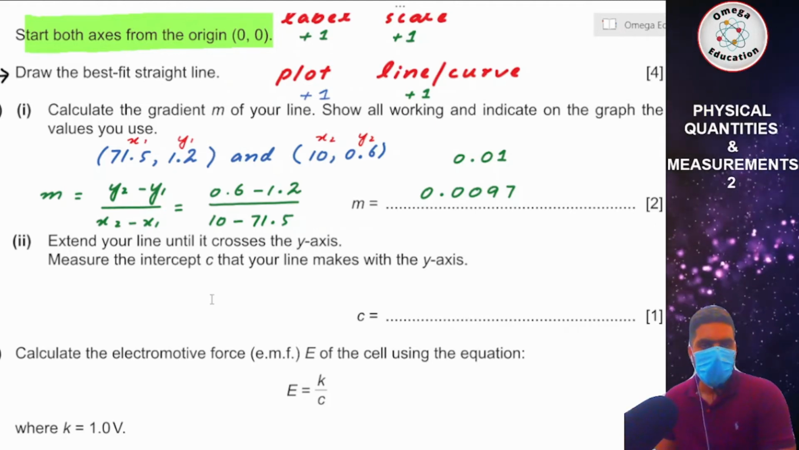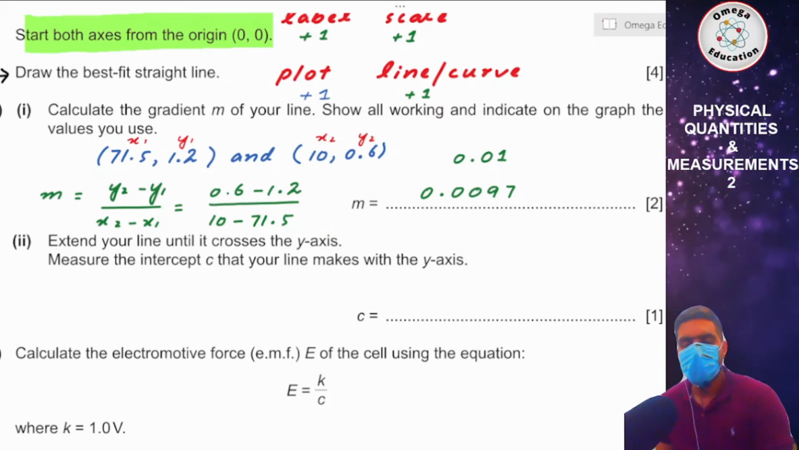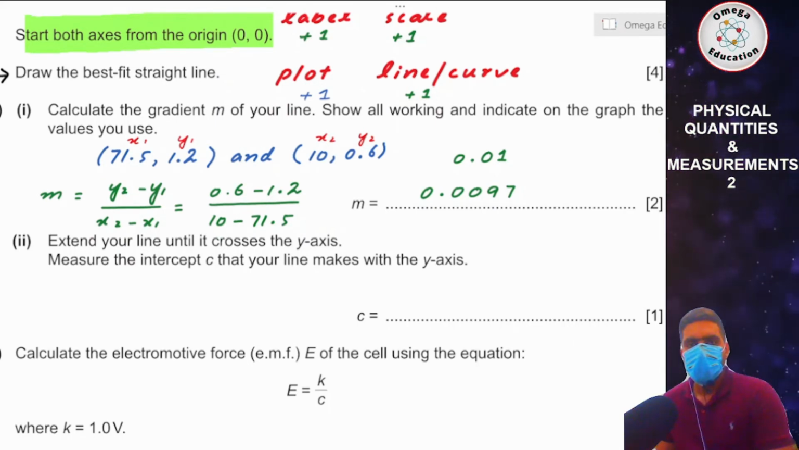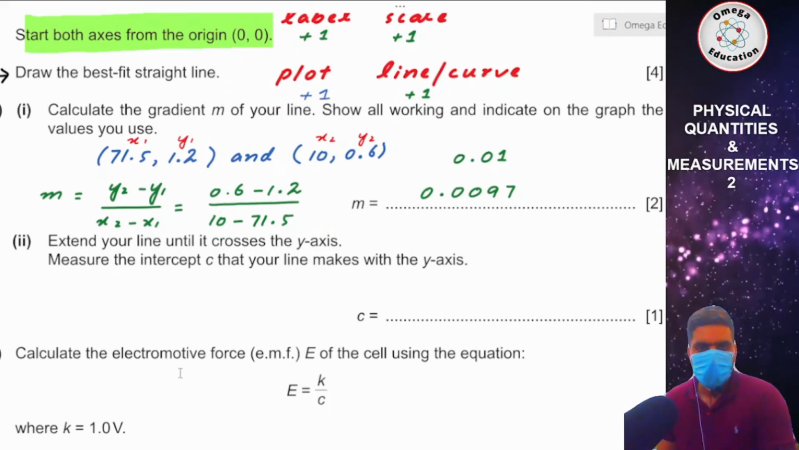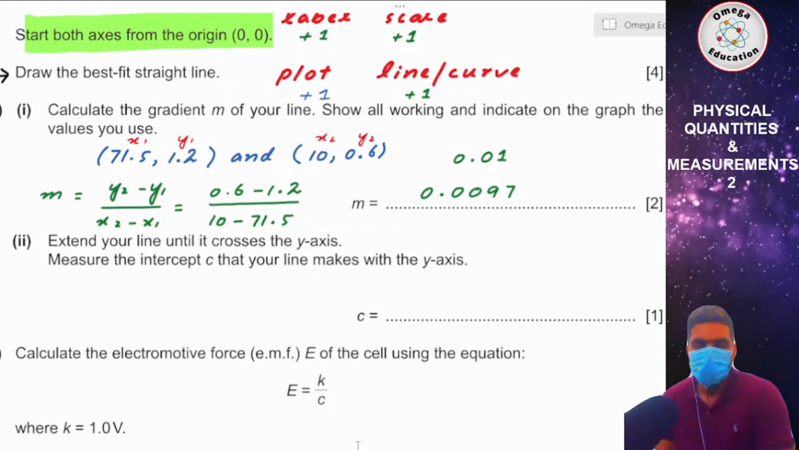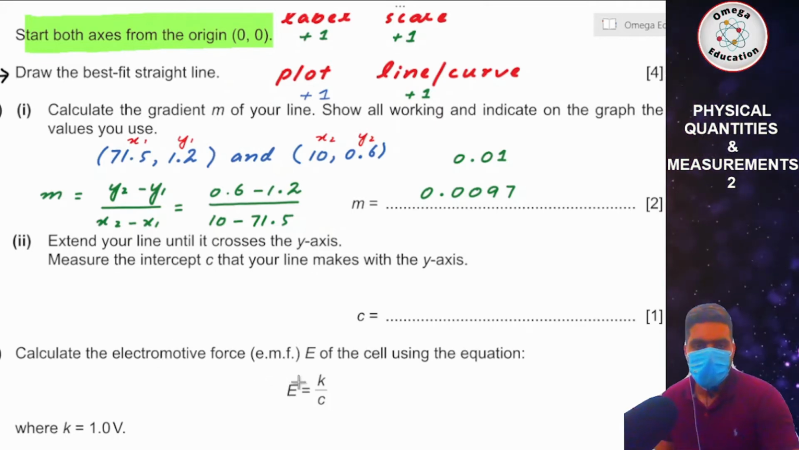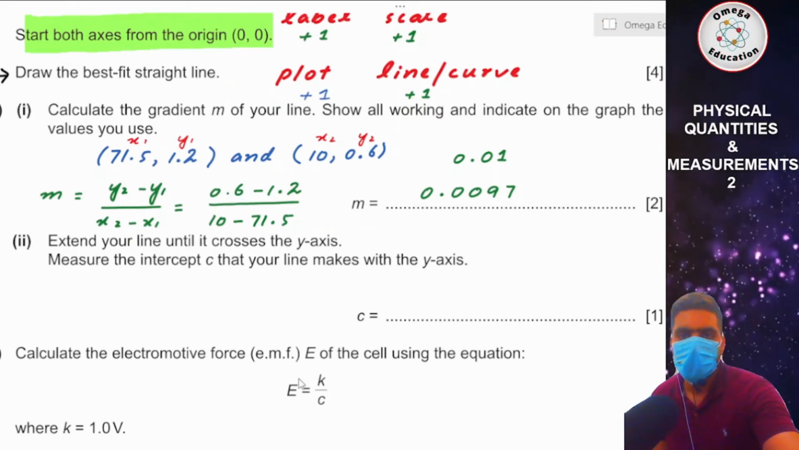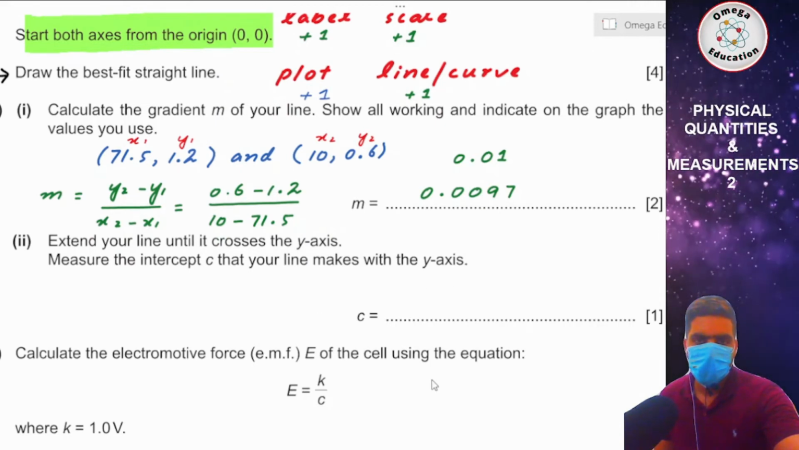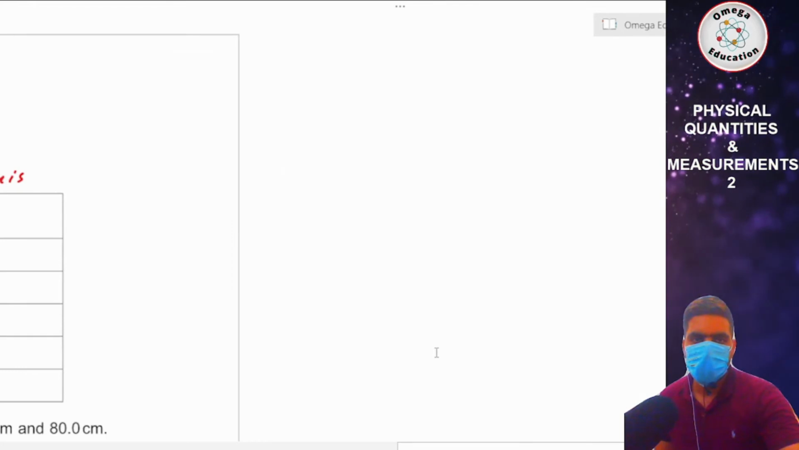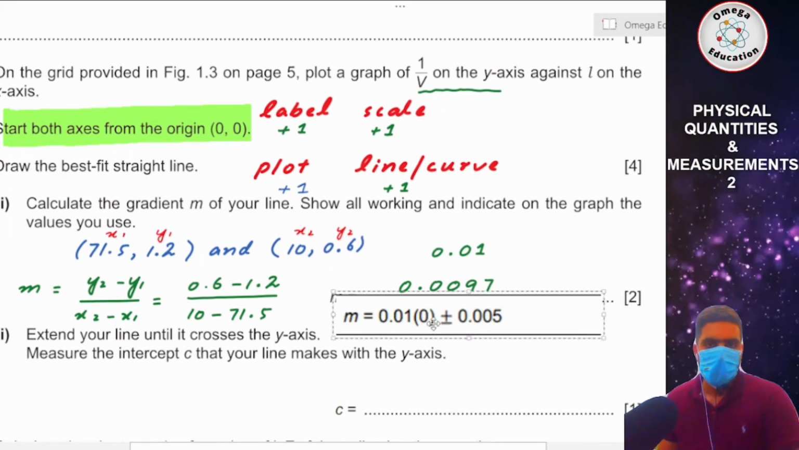And whenever you have a question to find the gradient of the best fit curve, they always expect the answer within a certain range. They don't expect a strict value because there's always some variation when you have to draw the best fit line or the best fit curve. Like for this one, if I write it over here, the accepted range for this one is this.